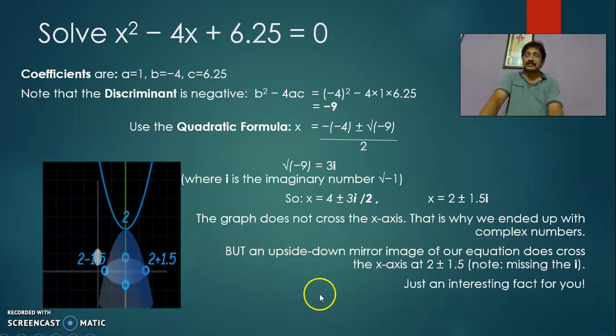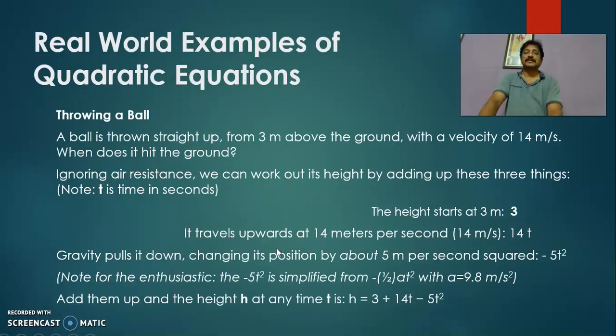When you see this, an upside down mirror image of our equation does cross the x-axis at 2 plus or minus 1.5. See, here this is a minus 2. Here what is the root? Here 2 plus or minus 1.5. But the mirror image crosses it. So you can verify it.